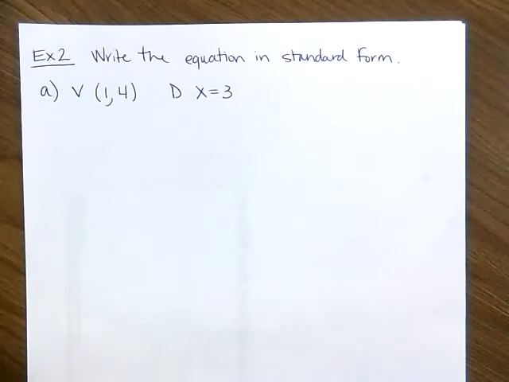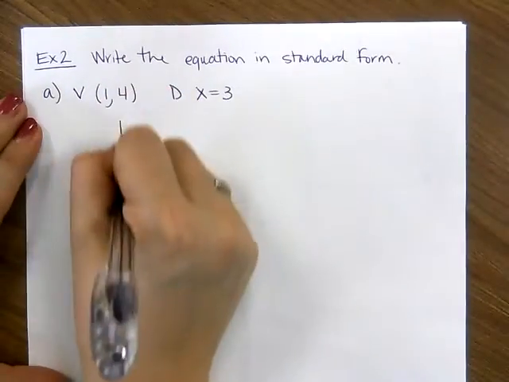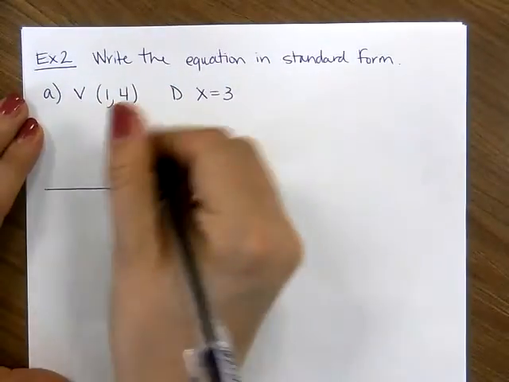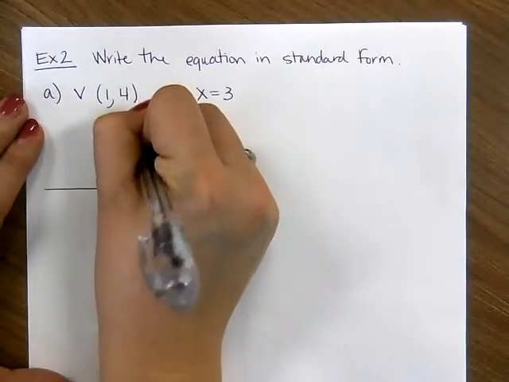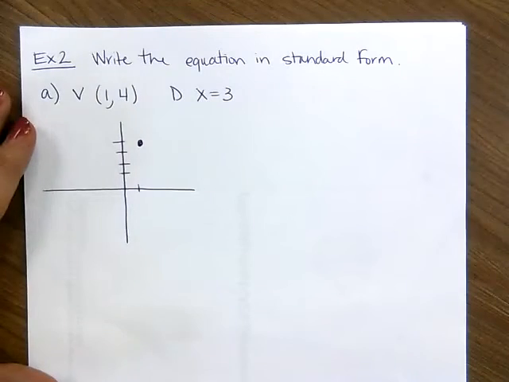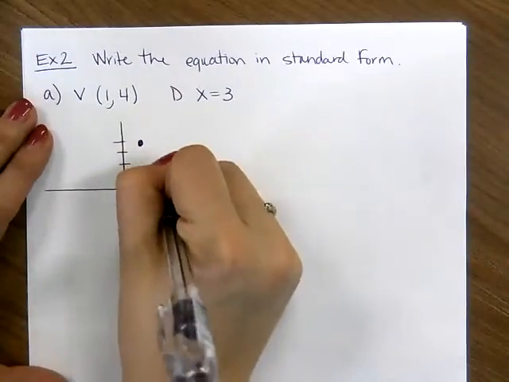Okay, so now, what do you think we should do first? Sketch it. Sketch a picture, because that's how we're going to really be able to see where to start. Got to sketch a picture. So, 1, 4, with a directrix of x equals 3. So, remember the directrix is a line, and in this case it's a vertical line.